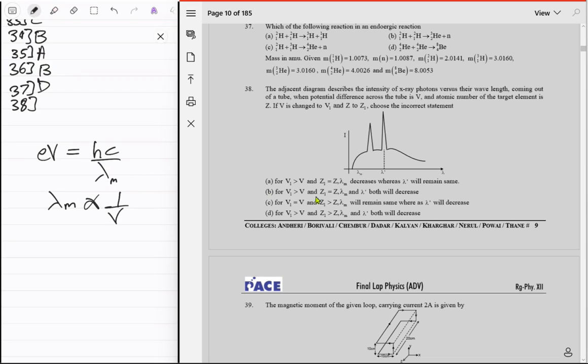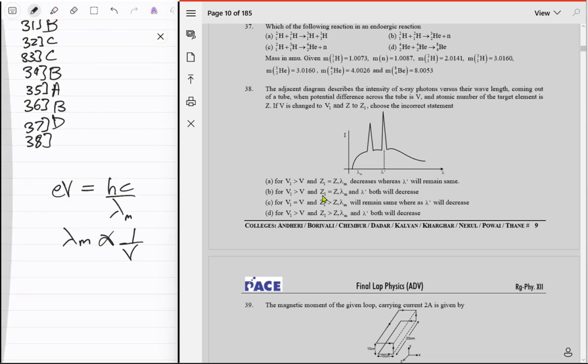फिर क्या है? V1 bigger than B. Lambda M should decrease and Z1 को तुमने same रखा. That's not what should happen. Lambda M decreases. Lambda dash remains same. So B is incorrect. और D क्या है? Lambda M and okay. What next question?